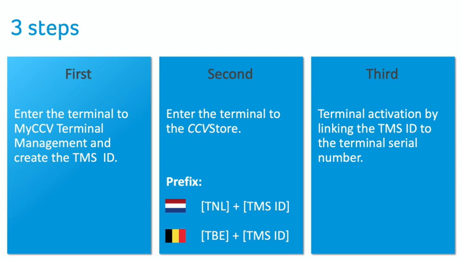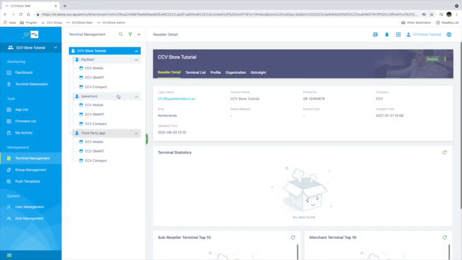Finally, the third step involves the terminal activation by linking the TMS ID to the terminal serial number. Let's create one ourselves to see how it's done. Since the first step should already be known, we go directly to the CCV store for the second step.